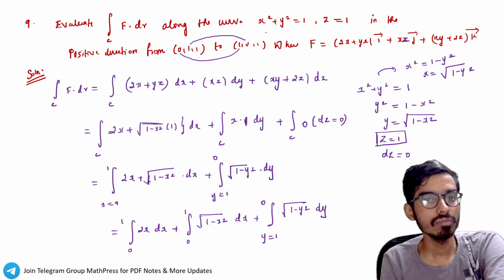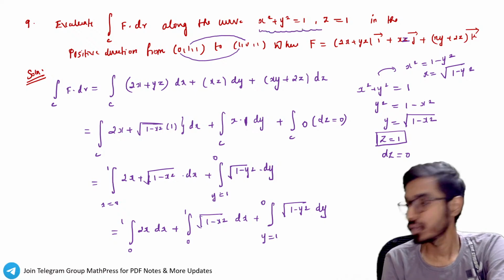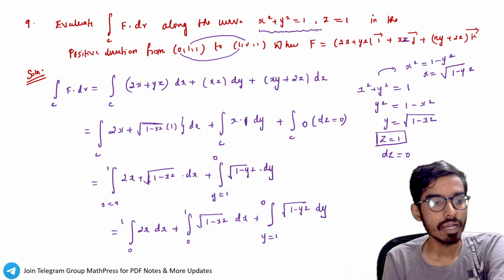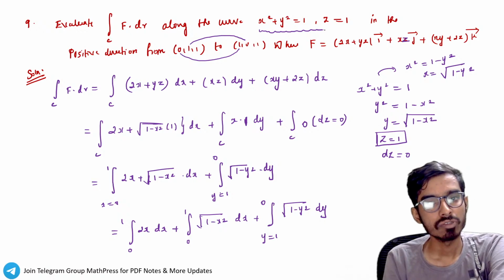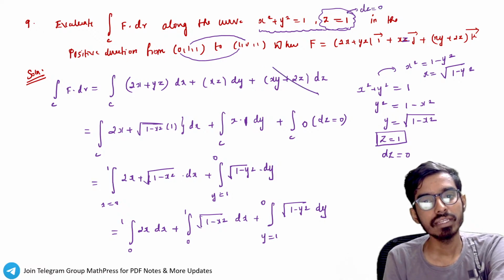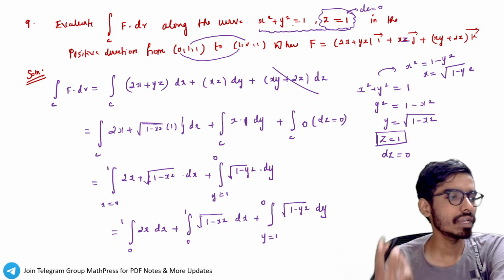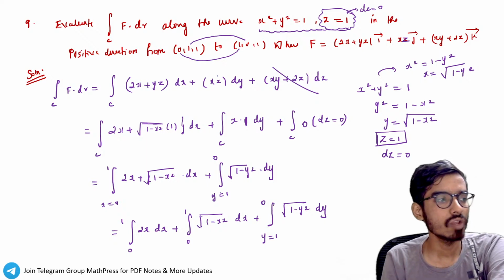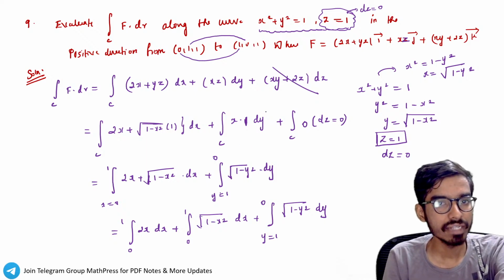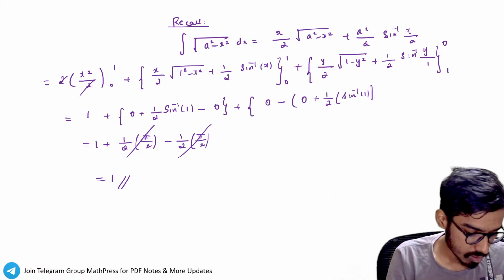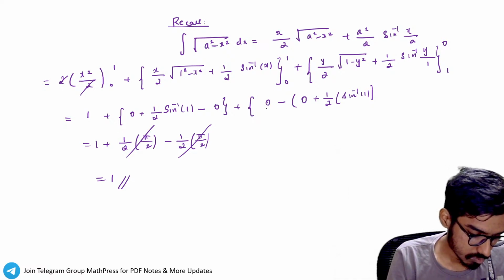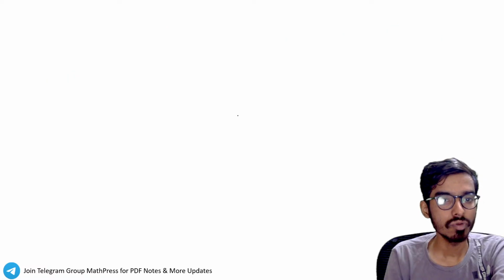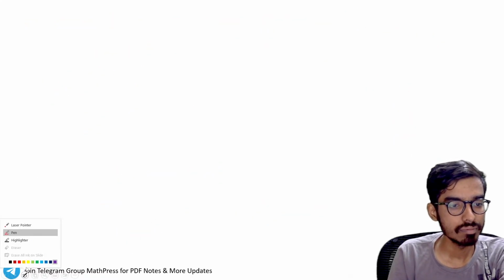So very easy problem. So they have given a curve x square plus y square is 1 and z is 1. So z is 1, that means dz is 0. So we can easily cancel this part. So we will have only this. So you just convert x in terms of y, and you just vary x limit and y limit. You will get the required answer, right? So very easy problem. Yes. So we will do next problem, 10th problem.